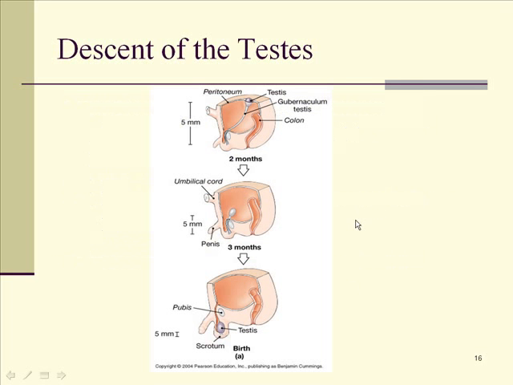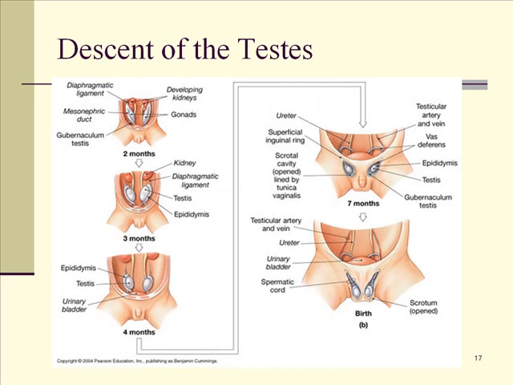I don't know if you can appreciate that picture. Yeah, you can. Okay. This basically shows the intra-abdominal location of the testicles, and then the testicles, after about the 7th month, will begin to descend. And at the time of birth, the testicles have migrated from an intra-abdominal location and are in position in the scrotum.